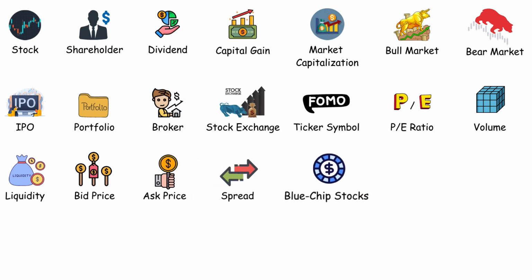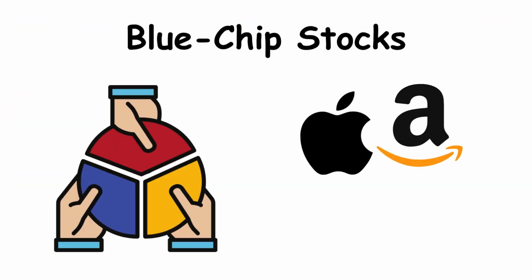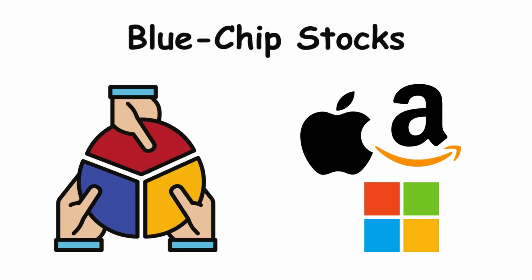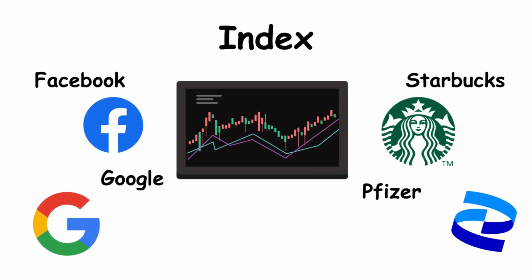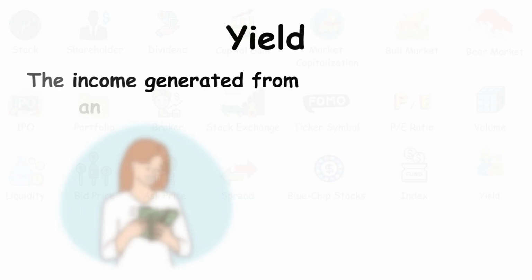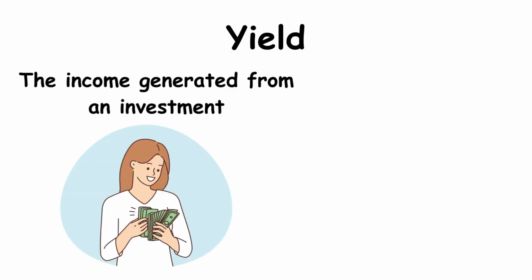Blue chip stocks. Shares of large, reputable companies with a history of stable performance. Index. A group of stocks representing a section of the market. For example, S&P 500. Yield. The income generated from an investment expressed as a percentage.